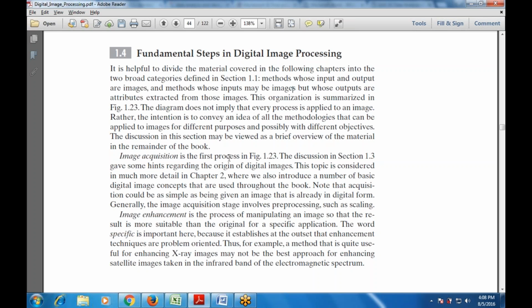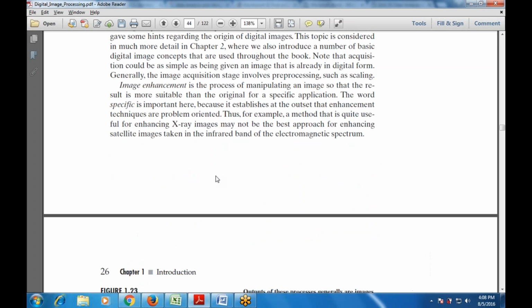So it depends on the image. We cannot say that the X-ray technique will be used for the satellite image. No, that is not possible. The satellite image is also taken in the infrared band of the electromagnetic spectrum. So first is image acquisition, then image enhancement.